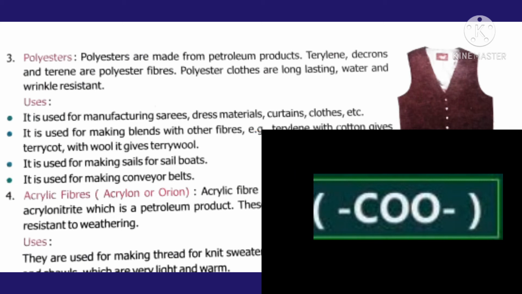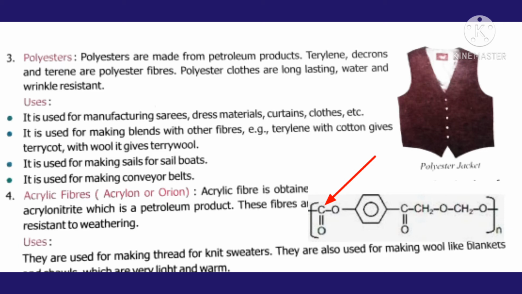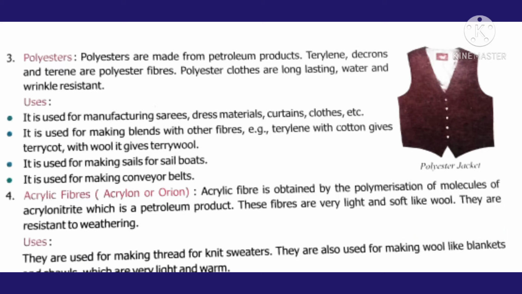Many such monomers join to form polyester. The meaning of poly is multiple, that means many. This is the structure of polyester. Look at this, the COO group is attached. Now we discuss some characteristic features of polyester. Polyester clothes are durable. They are water and wrinkle resistant. It is used for making dresses, curtains, clothes, etc.